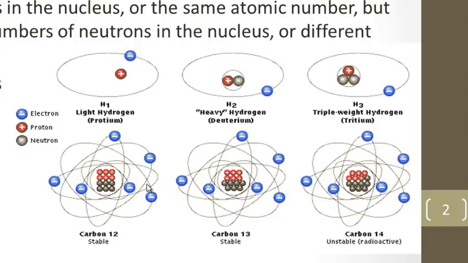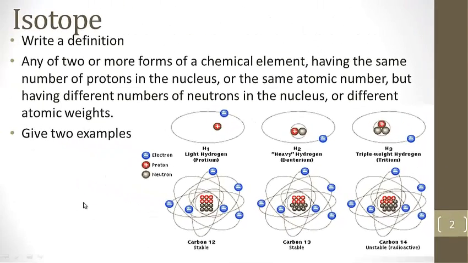Carbon has three known isotopes: carbon-12, carbon-13, and carbon-14. Carbon-12 has six neutrons and six protons. Carbon-13 has six protons and seven neutrons. Carbon-14 has six protons and eight neutrons. So that's a couple different examples of some isotopes. Isotopes, of course, vary in their relative abundance.